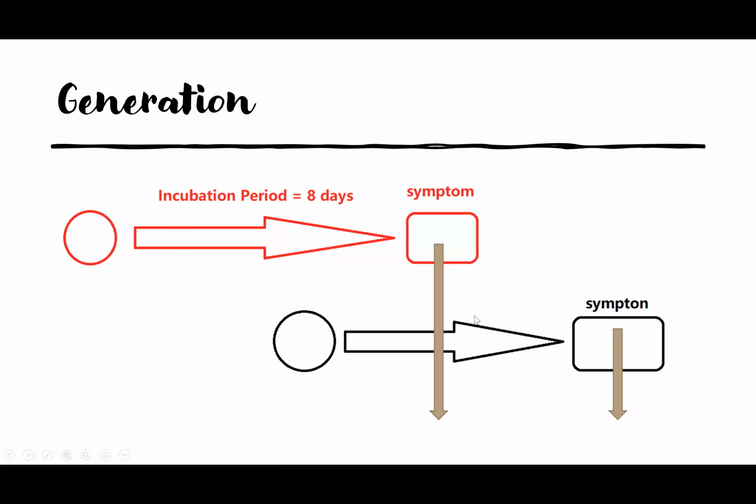So the time difference between these 2 symptoms is called the generation. On average, it's a 5 day generation. Each generation is 5 days. So it takes 5 days to spread to the next person. We just need to remember this. Now let's do the calculations. So let's just think about it. From generation 1 to generation n, how many people are going to be infected in total?